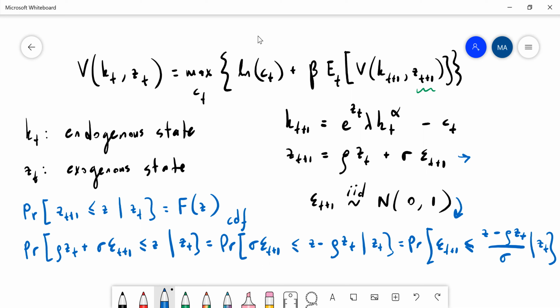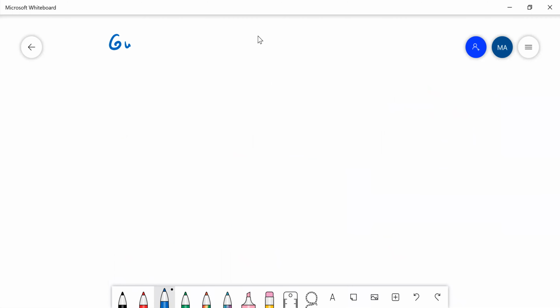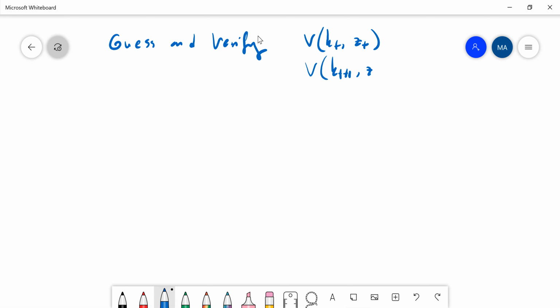So again, guess and verify will work. I will show you how you do that. Maybe I can first show how to use guess and verify. Remember the guess and verify method. We first choose a particular value function, and then we solve the problem by writing this, and then we check whether it is true or not.